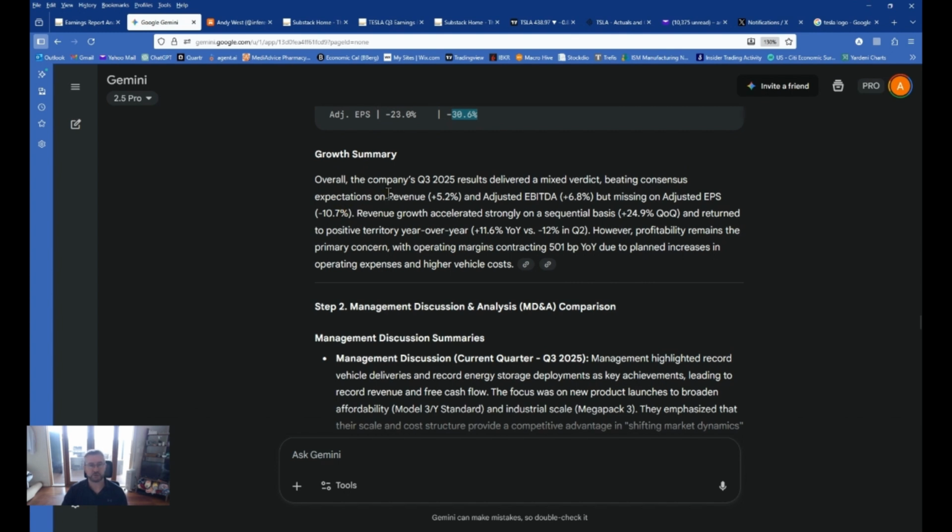So it was a mixed result, and this is what we get in the growth summary. Mixed verdict: beating consensus revenue, missing on adjusted EPS, strong sequential revenue growth, but that's the rebound from the decline in Q2. However, the primary concern, and this is where the market's going to focus and what may drive the share price, is profitability trends with operating margins contracting.